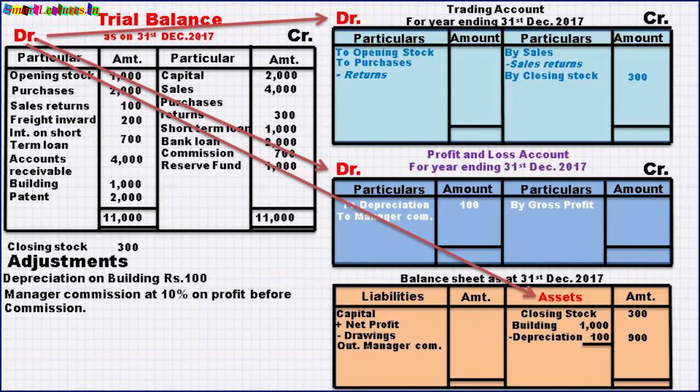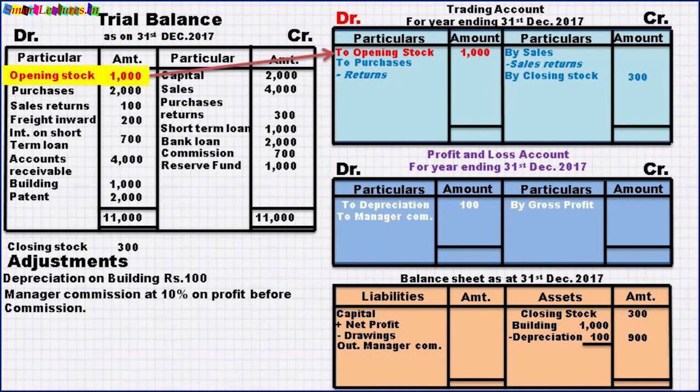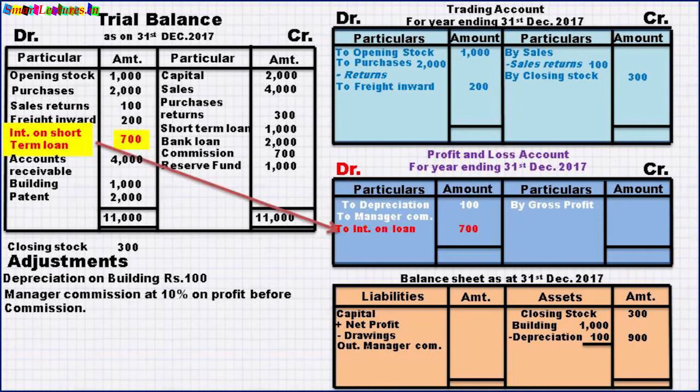And debit side will go to the debit side and credit side will go to the credit side of financial statements. So opening stock 1000 on debit side of trading account, purchases 2000 on the debit side of trading account in the inner column, sales returns 100, it will go to the credit side of trading account in the inner column. Freight inward 200, this is direct expense, so it will go to the trading account debit side. Interest on short-term loans 700, it will go to the debit side of profit and loss account.